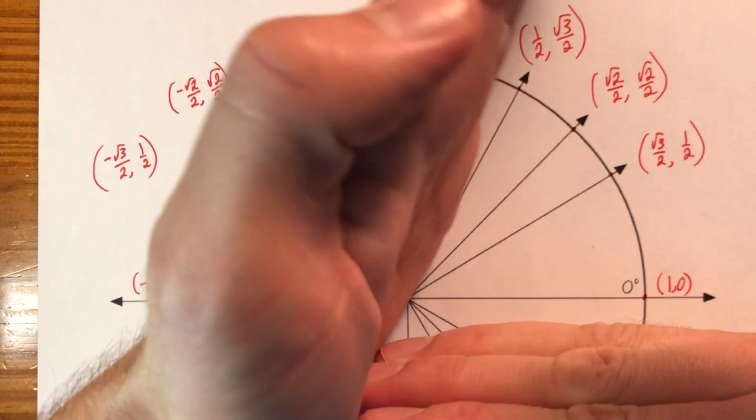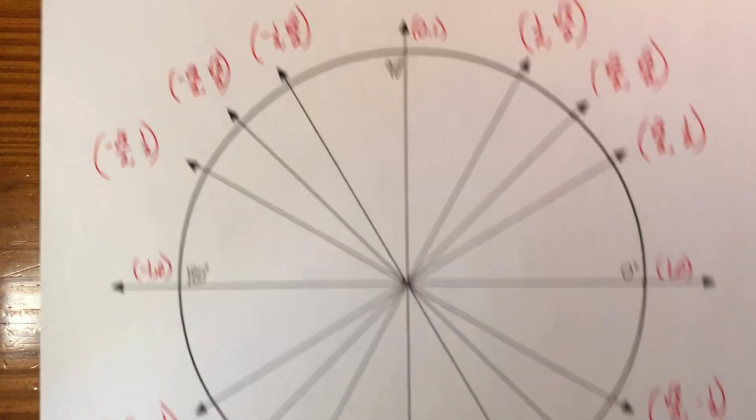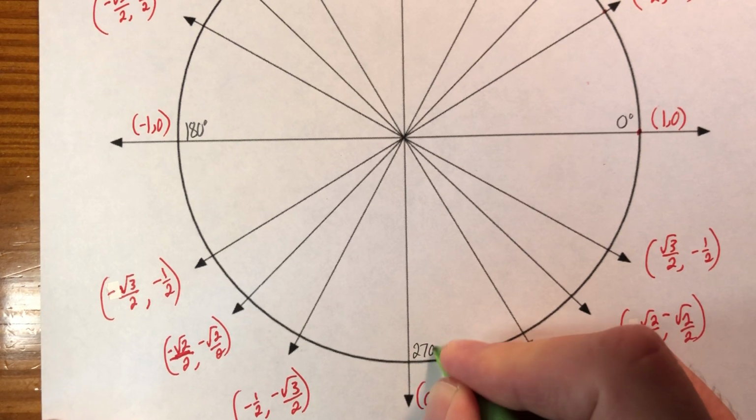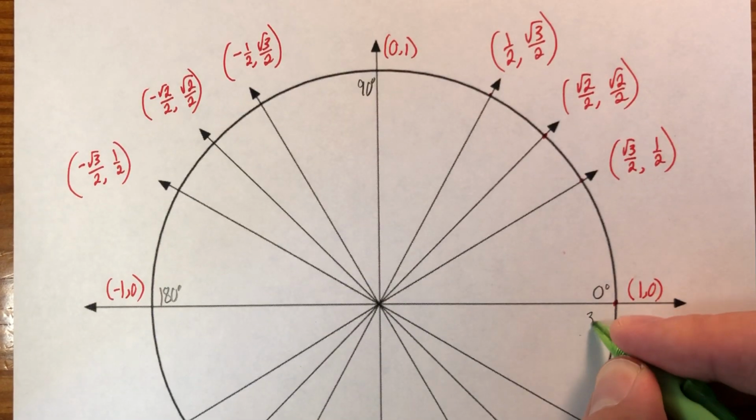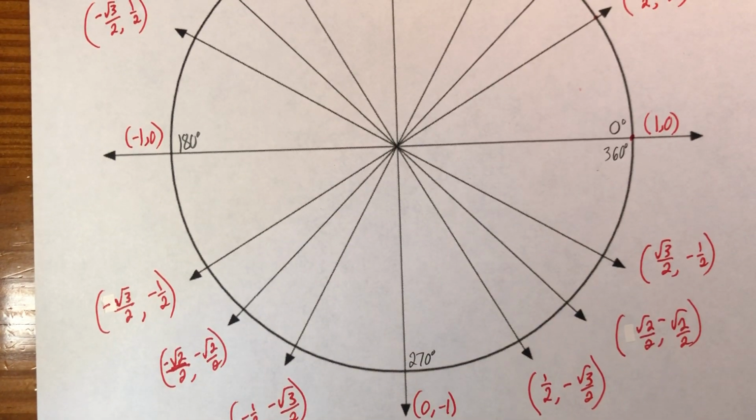And then the angle ends here, or here, or here. All right, 270 degrees here. And then we're actually back to 360 degrees here. So 0 degrees and 360 are the same. By the way, 270 was down there if you couldn't see where I had it.